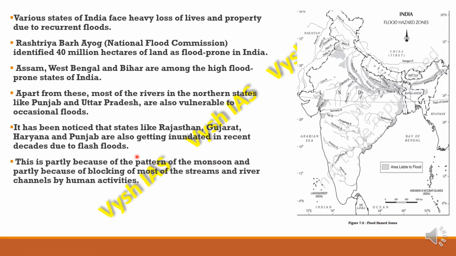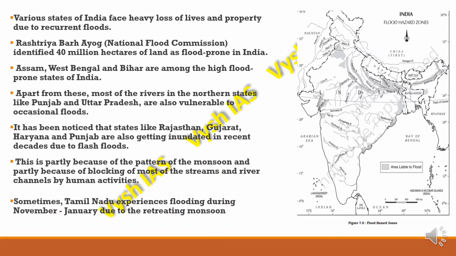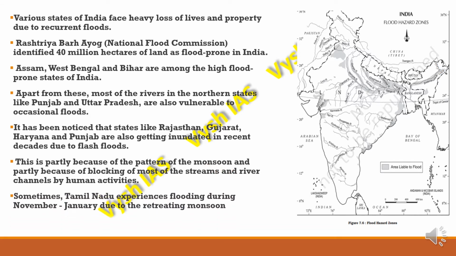So this is partly because of the pattern of monsoon and partly because of the blocking of most of the streams and river channels by human activities. As I said, high rainfall comes through the monsoon winds, and sometimes Tamil Nadu experiences flooding during November and January due to the retreating monsoon.